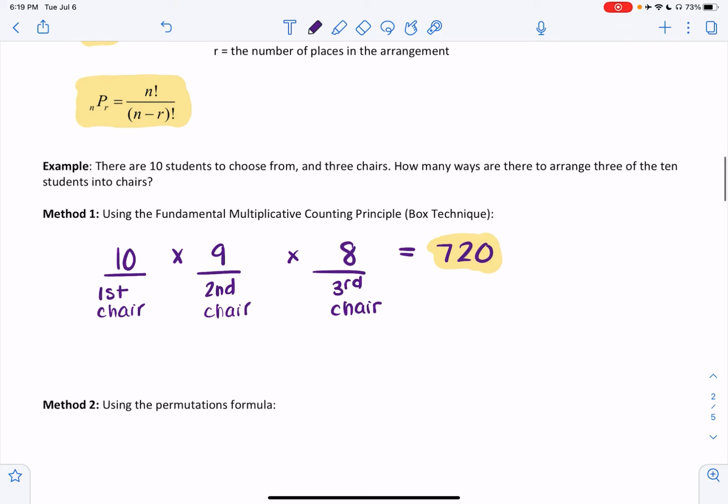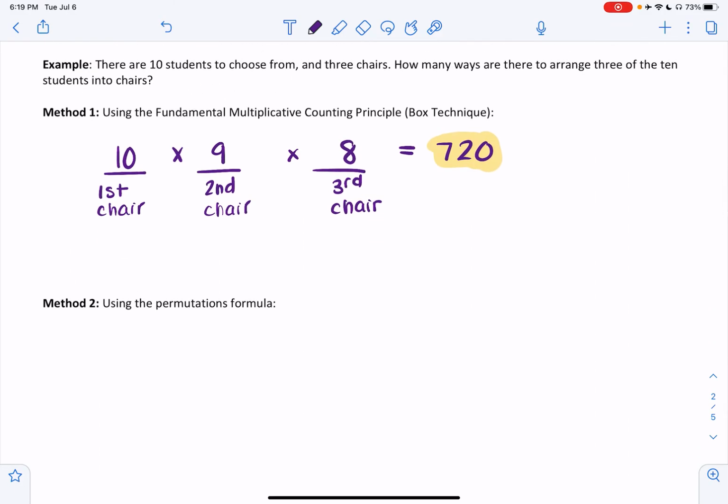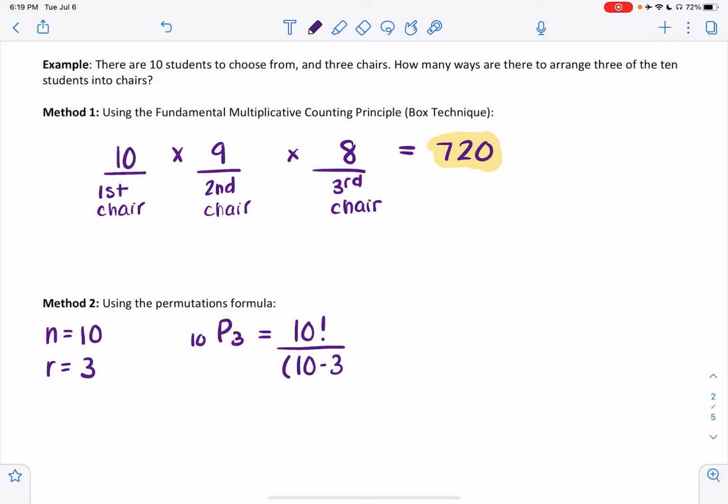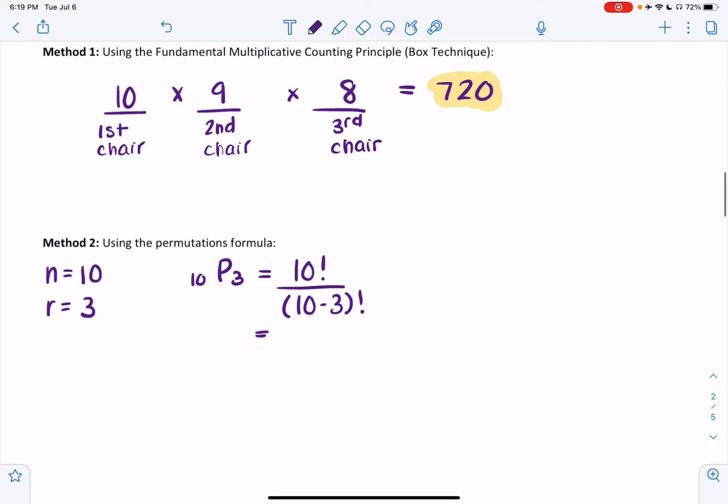Now, let's try using our permutations formula instead. So n is our number of distinct items. In this case, we're looking at students. We have 10 students to choose from. So n is 10. Now, how many of those students are we choosing? We are choosing 3 of them because we only have 3 chairs. So we're going to do 10 permute 3, and we'll fill in the formula. So n is 10, divided by (n minus r) factorial. And then we just put this into our formula.